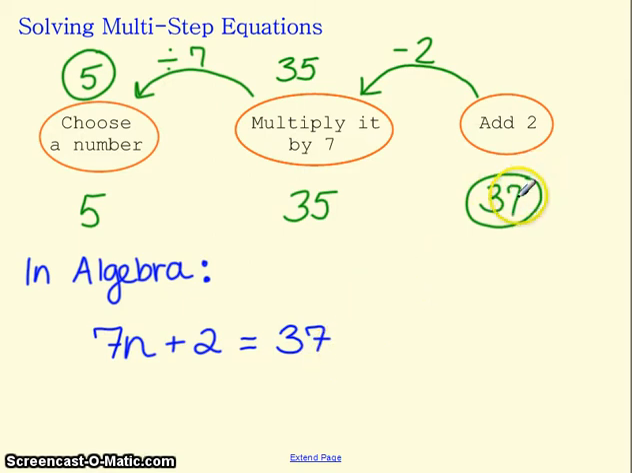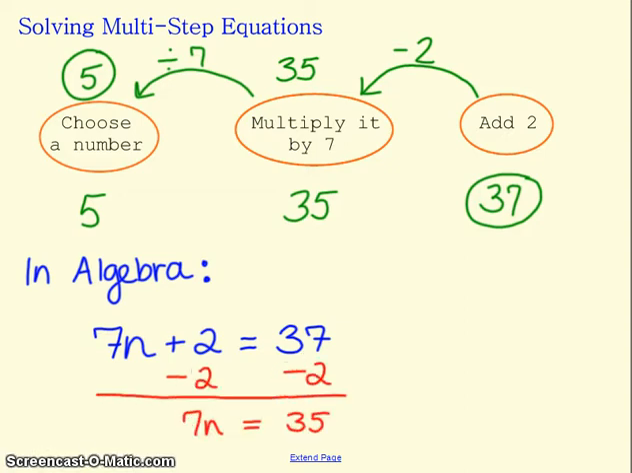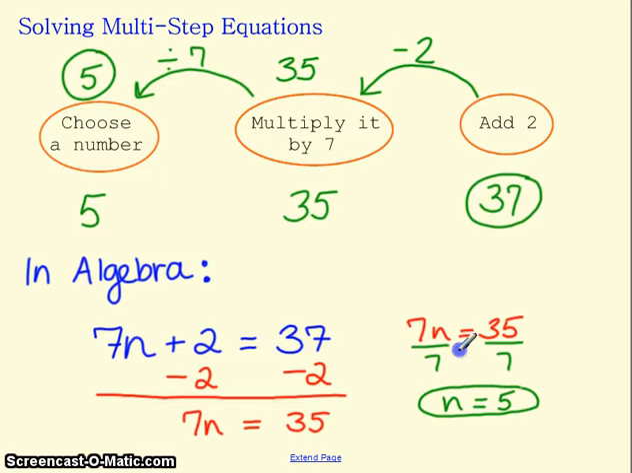In order to get back from 37 to 5 up here, the first thing I did was subtract 2. And then when I have 7n equals 35, the next thing I want to do is divide by 7 to get back to my original n, which was 5. So what we're doing here to solve equations with more than one step, see, I had to subtract and also divide, what we're doing is working backwards.